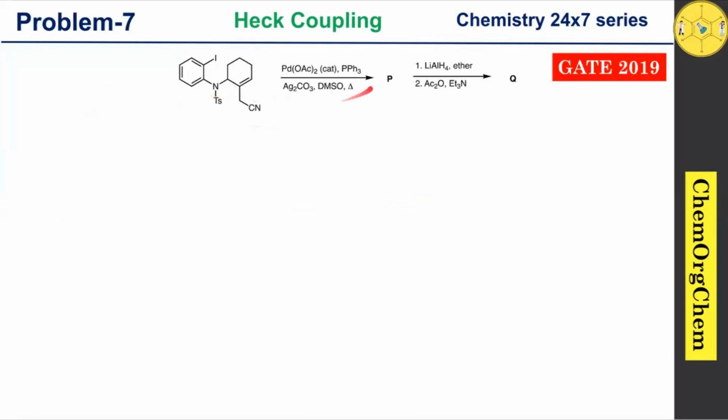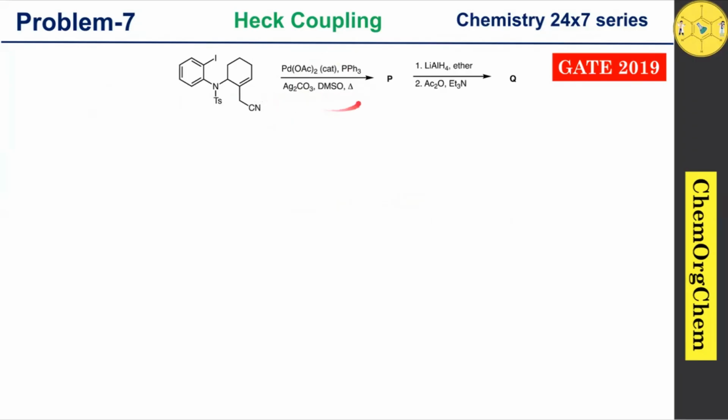The first reaction condition is the Heck cross coupling reaction condition. We have already discussed the Heck cross coupling reaction, its catalytic cycle mechanism and various examples on our channel. If anyone missed that video, you can find the link in the description box below.